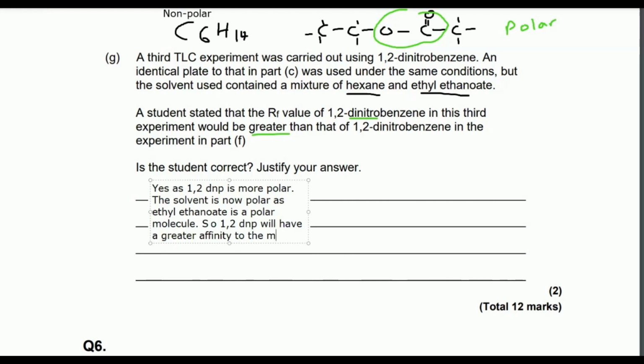Once again, I've written DNP here, which is wrong. It should be DNB, but you shouldn't be writing that anyway. I'm just abbreviating it for speed. You should be writing the full name out when you're talking about it, unless they allow you to use an abbreviation. Okay, let's move.